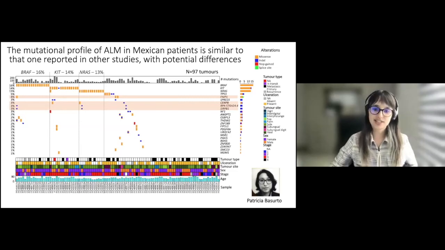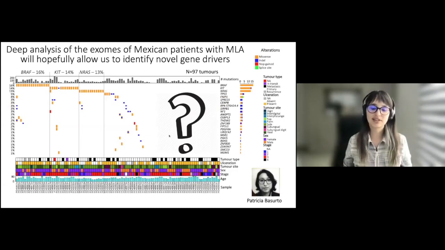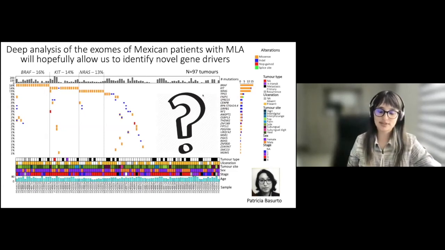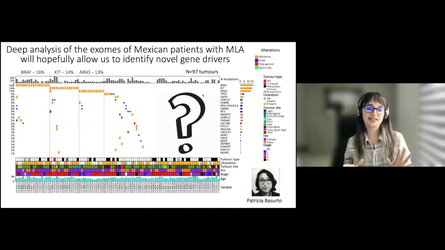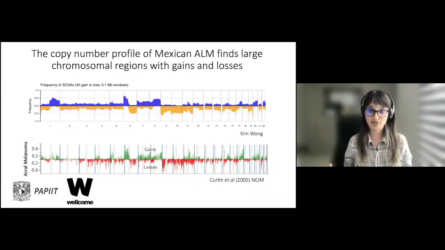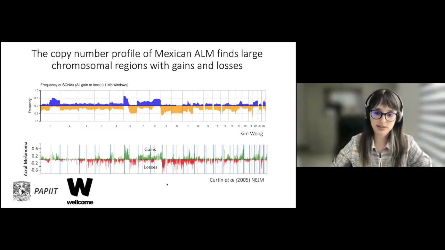And well, of course, we'll still need to go and look into these tumors that don't seem to have mutations in any of these genes that are the most mutated in our data set. And we want to try and investigate what drives them. Now, a way to investigate what drives a tumor and is not just mutations is the copy number profile. So, gains and losses of chromosomal regions.